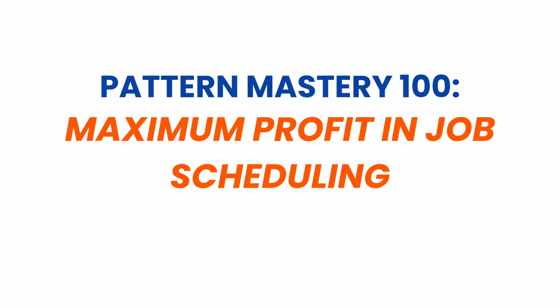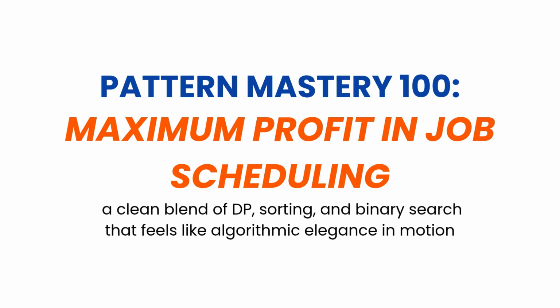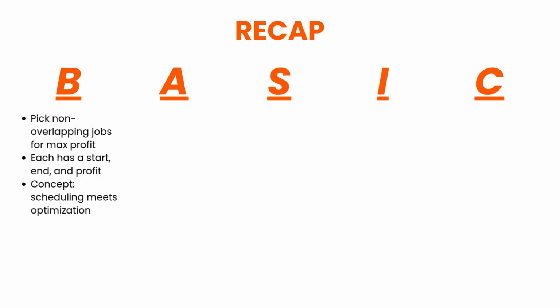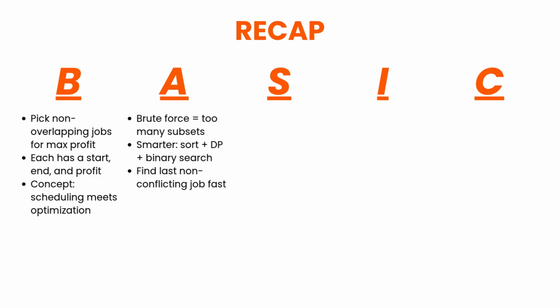When you want to prove you understand dynamic programming beyond the basics, Maximum Profit in Job Scheduling is the problem to showcase. It's a clean blend of DP, sorting, and binary search that feels like algorithmic elegance in motion. Let's do a recap. We're given start times, end times, and profits for multiple jobs. The goal is to choose non-overlapping jobs to maximize total profit, simple conceptually, but tricky in execution. A brute force approach would explore every subset of jobs, but that's far too slow. The optimal solution uses dynamic programming with binary search, sorting jobs by end time and quickly finding the last non-conflicting job for each new one.